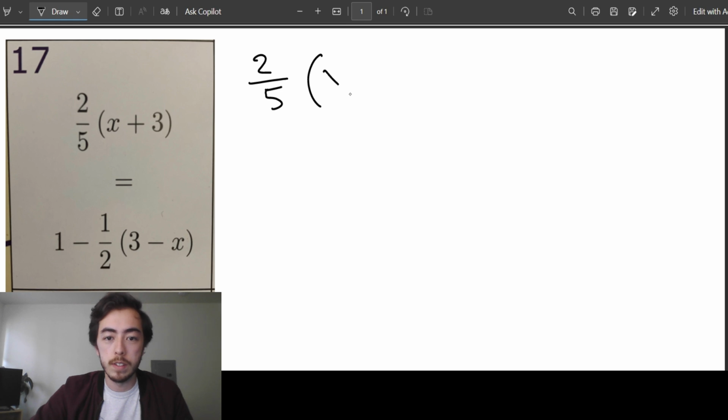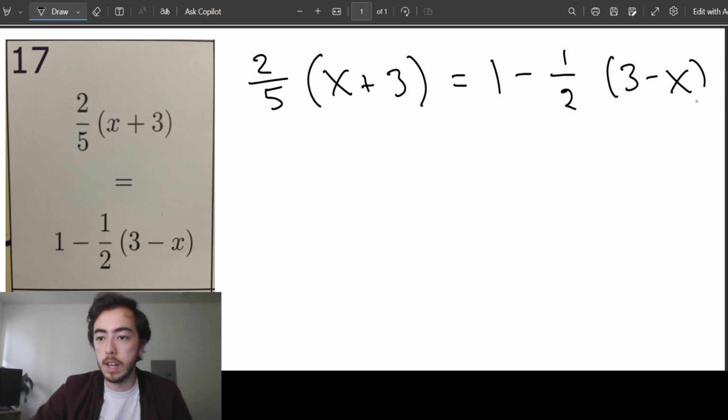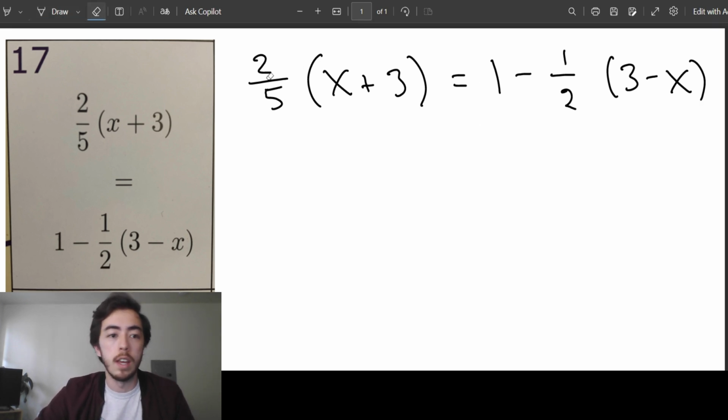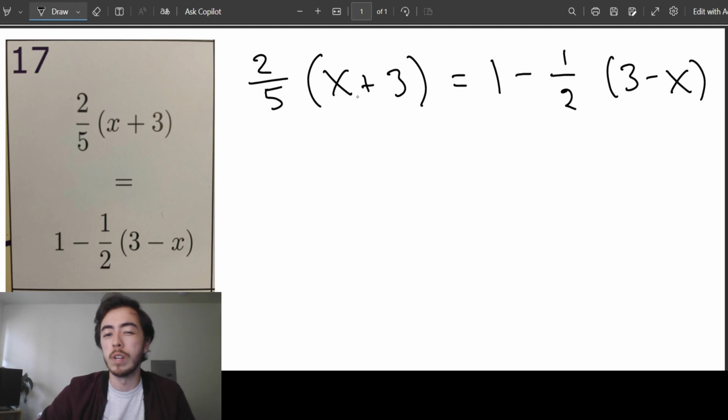So we have 2/5 times x plus 3, and that is supposed to be equal to 1 minus 1/2 times 3 minus x. So I'm thinking two things right now. The first thing is that I want to get these x's on the same side of the equation. And I also don't really like dealing with fractions. And so I'm tempted to multiply immediately as my first step just to get rid of fractions. And you know what? I want to do just that.